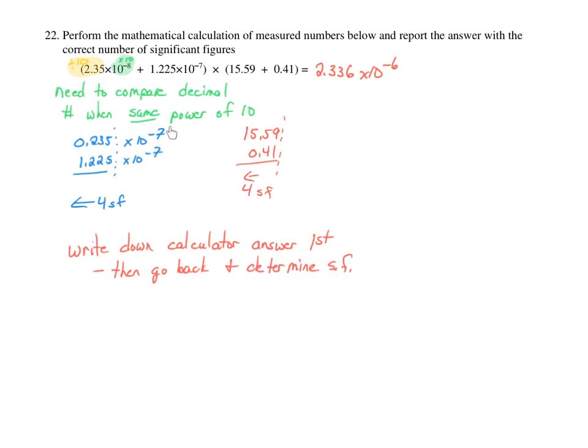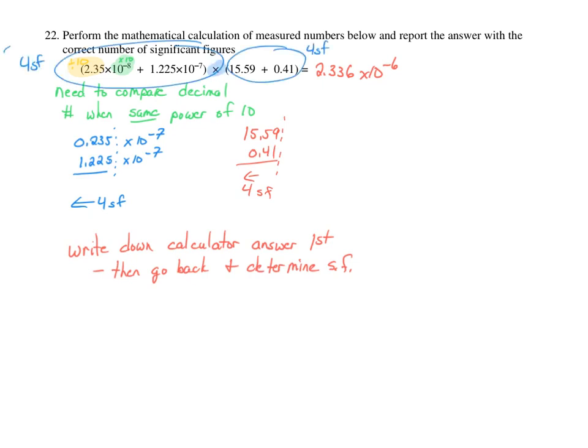0.235 times 10 to the minus 7. And if we look at the decimal places, we see we can go all the way out to the thousandths place, which means that there's 4 sig figs in this result. On this side, we see that the result also has 4 sig figs because we can go out to the thousandths place, and therefore there's 4 sig figs.